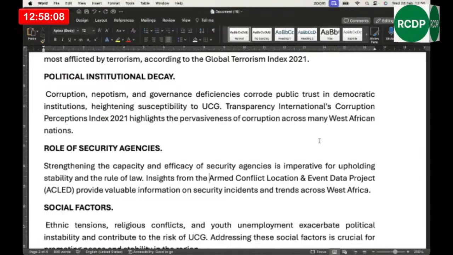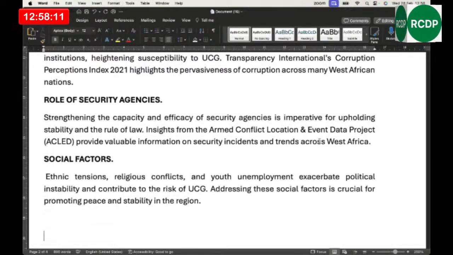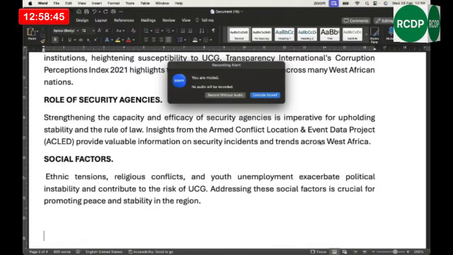Also, the role of security agencies. We are looking at, as part of the activities, strengthening the capacity and efficacy of security agencies, which is imperative for upholding stability and the rule of law. The other one is social factors. Ethnic tensions, religious conflict, and youth unemployment have exacerbated political instability and contribute to the risk of UCG. So addressing this social factor is crucial for promoting peace and stability, which is going to be one of the champions of the program.